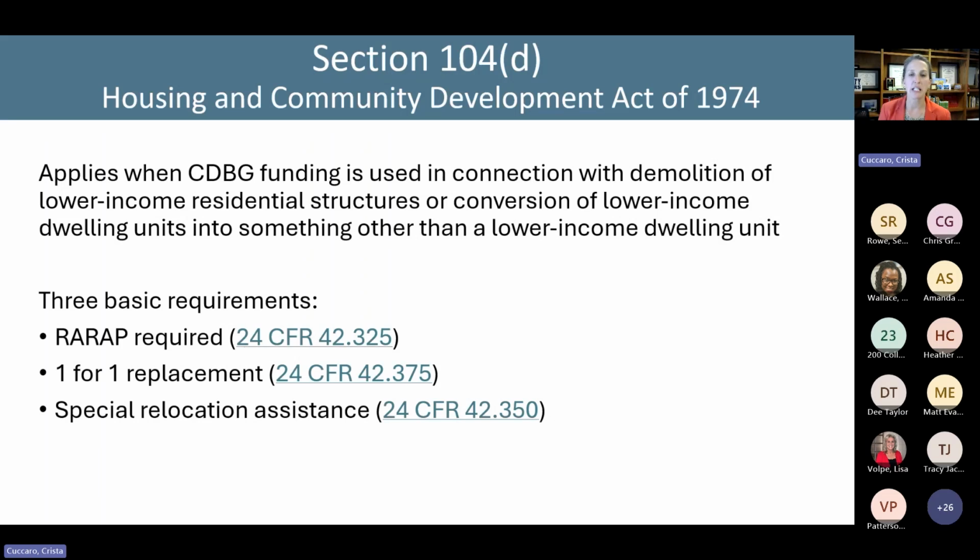The one-for-one replacement essentially says where a lower income dwelling unit is demolished or converted, it has to be replaced with another affordable unit. That replacement unit has to be in the same jurisdiction and meet the same affordability and occupancy standards. And then special relocation assistance. This is somewhat similar to the URA. These displaced lower income households can receive relocation benefits.